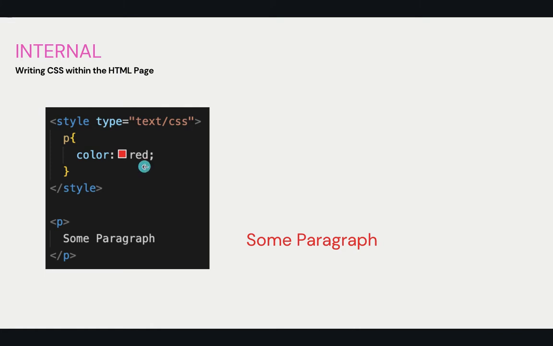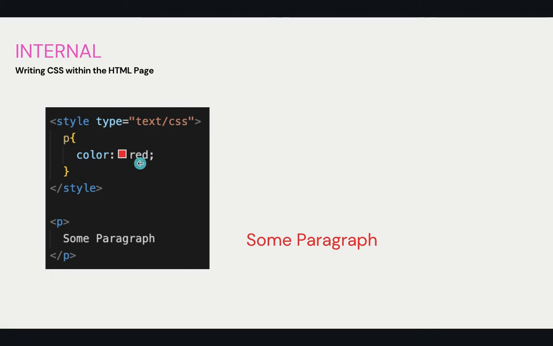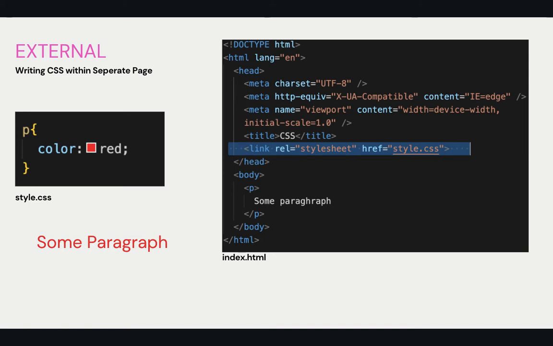If you save this and check your output, you will see the paragraph text is in red color. Now if you have another paragraph in the same page, you will directly get the red color for that paragraph as well, because we are applying the red color property to all the paragraphs of that page. But again there is a drawback of this method: if you have n number of pages in your website, you need to write the style tag and the property in every page again and again. So to overcome that, we have a third type, which is external CSS.